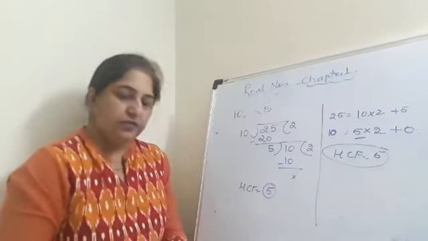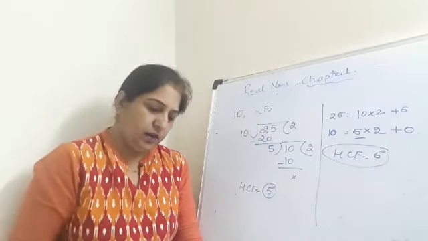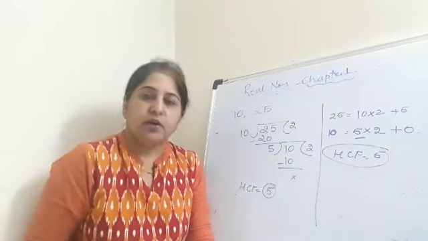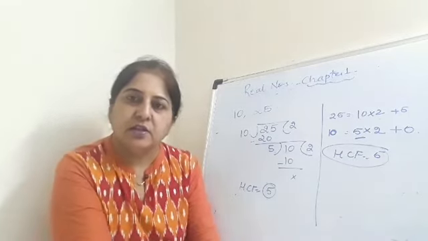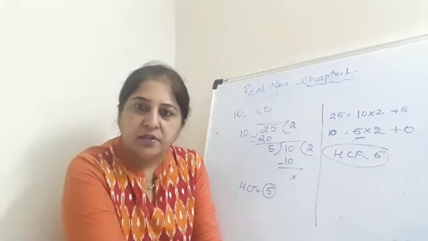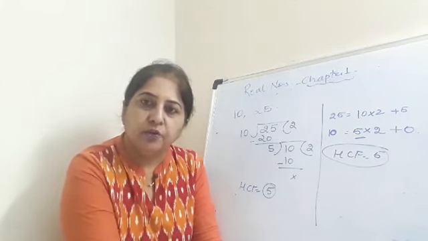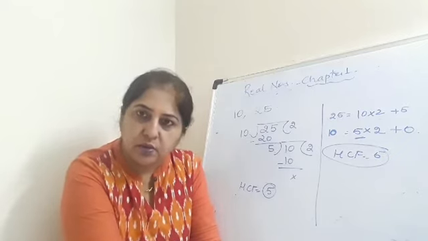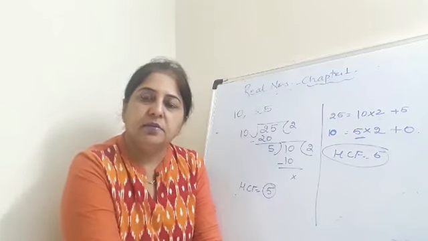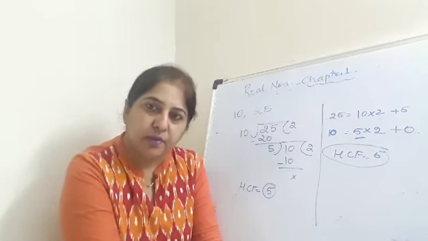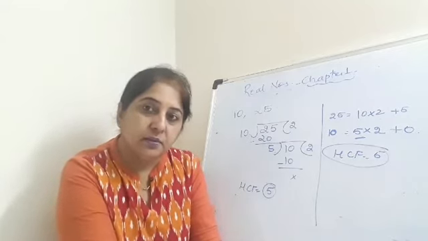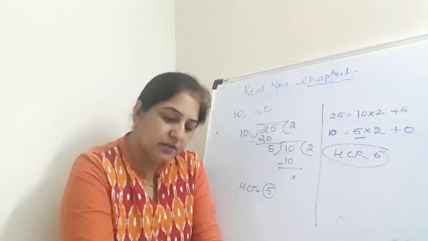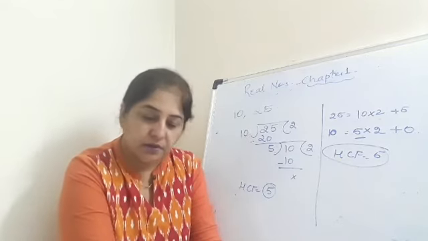So here we have, children, I hope this is clear to you, what are real numbers? Real numbers are the numbers which consist of rational numbers and irrational numbers. Rational numbers are the numbers which can be written in the form of p by q, where q is not equal to 0. And irrational numbers are the numbers which cannot be written in the form of p by q. We also know the decimal form of the rational and irrational numbers, and we have this in the later part of the chapter.